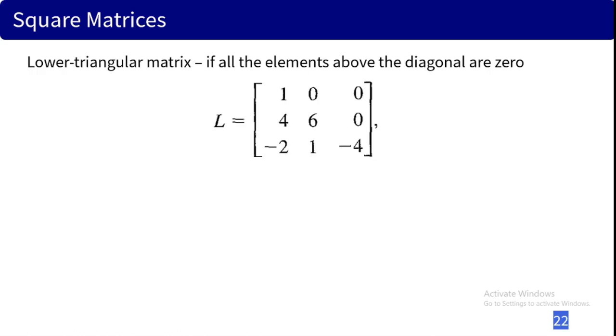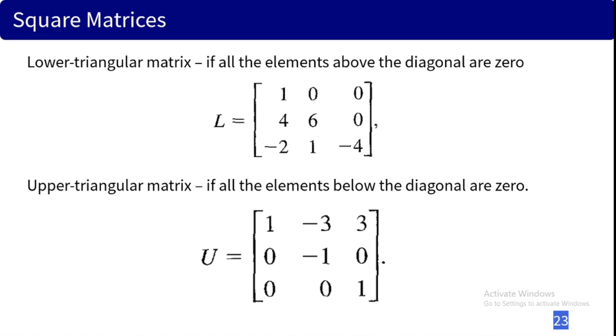If all the elements above the diagonal are 0, the matrix is called lower triangular. In this example, we see that the matrix forms a right triangle in the lower part of the elements. Since the elements above the diagonal are 0, we can see that the non-zero elements form a right triangle in the lower part of its matrix. Hence the name lower triangular matrix.